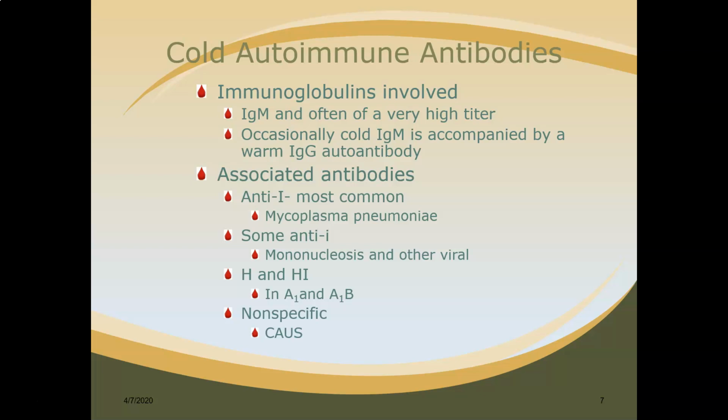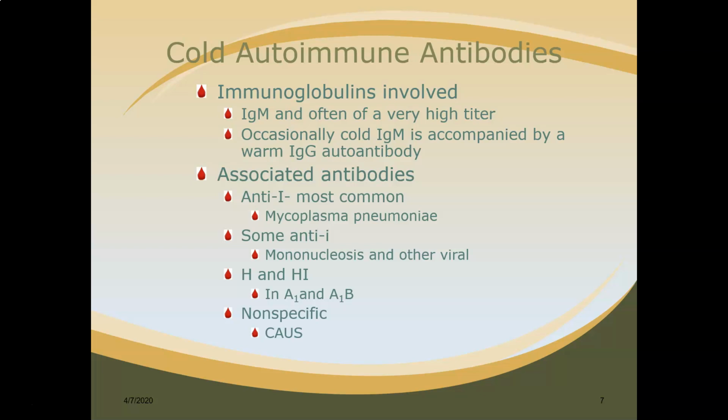The other specificity that we see fairly frequently is H and HI. And remember, H substance is the basis for all of our ABO groups. We see it most commonly in A1 and A1B patients, and that kind of makes sense because A1 and A1B have the least amount of H substance, so they are most likely to make the antibody.